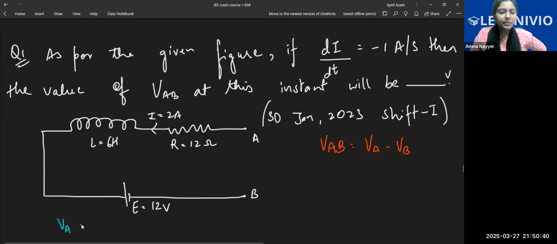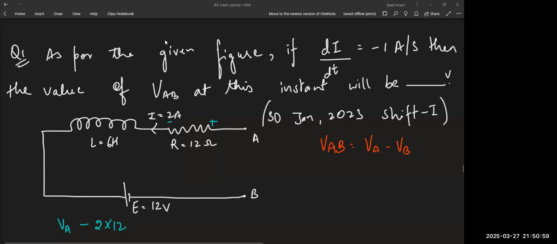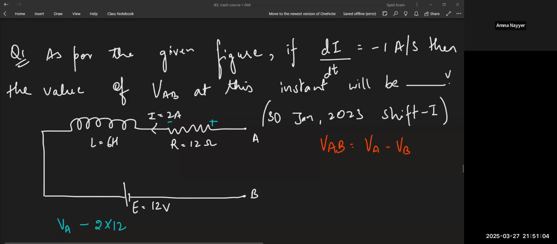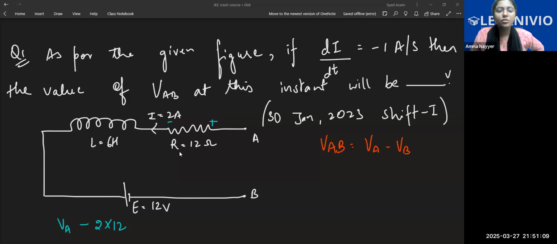This will be VA minus. Now this is moving from the positive terminal to the negative terminal. So current is 2, resistance is 12. So it will be 2 into 12, because it is from positive to negative and we are also moving along. When current is 2 amperes and resistance is 12, you multiply, and this will give you the voltage across this. Come forward. Now you have the inductor.